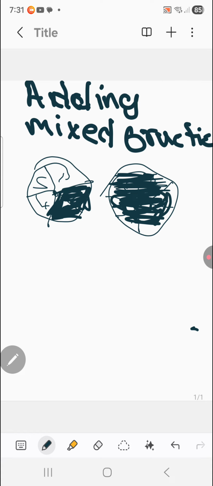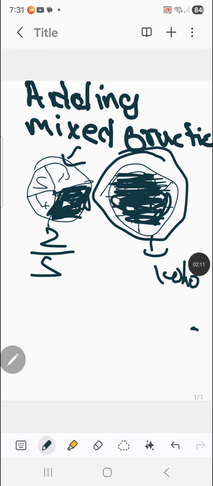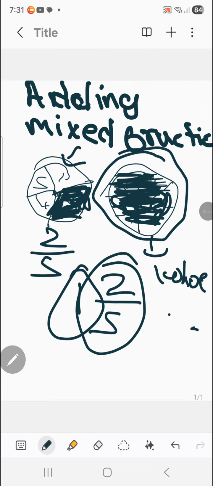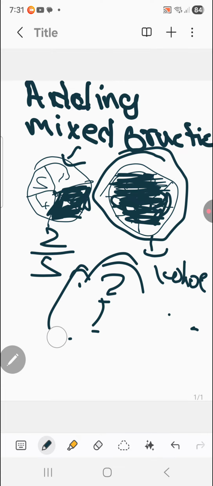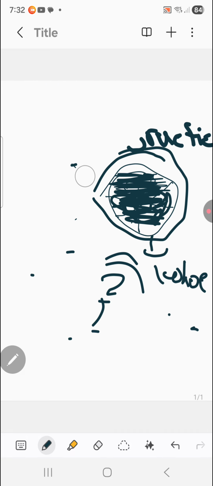Now how do you represent this? Without the whole pizza, only this part would be represented as 2 by 5. But with one whole, how will you represent it? This is where mixed fractions come into use. You just have to add 1, and it becomes 1 2 by 5. So this is one whole number, and this is a fraction. Hope you understand. Now adding it might be tough for beginners, so let's quickly buckle up and start learning.